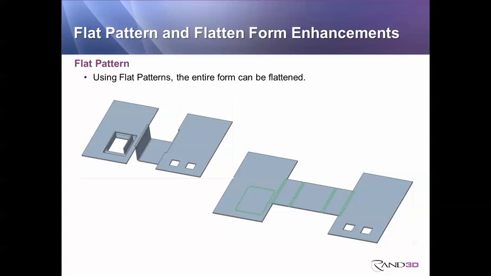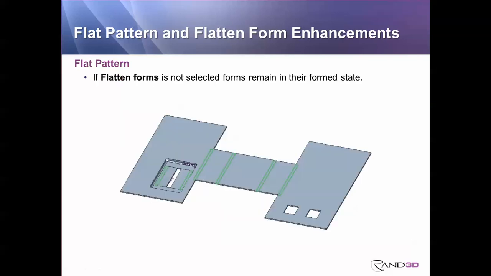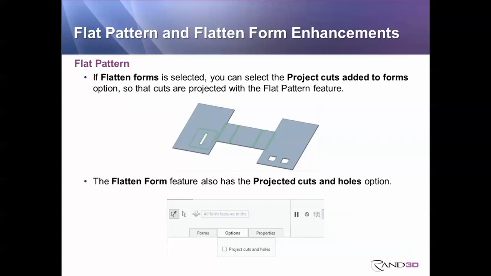Also, when using a flat pattern and you have a form feature or form features, the entire forms can be flattened. There is a little checkbox option within the flat pattern panel, flatten forms there, and if you check it, you will be able to flatten all form features in your model, and if you don't check it, then the area stays in its form state. So you do have some options there, and if the flatten form is selected and you select that project cuts added to forms option, you can have the cuts projected with the flatten pattern feature, and that little checkbox option, there it is right there, is in the options panel. So you have that as an option as well.